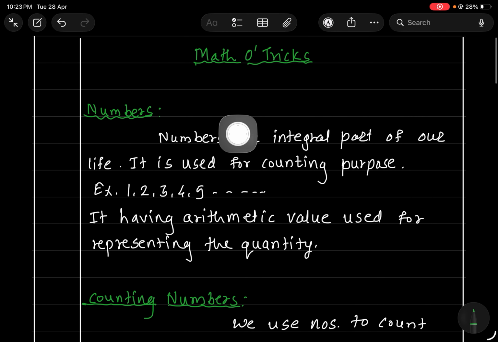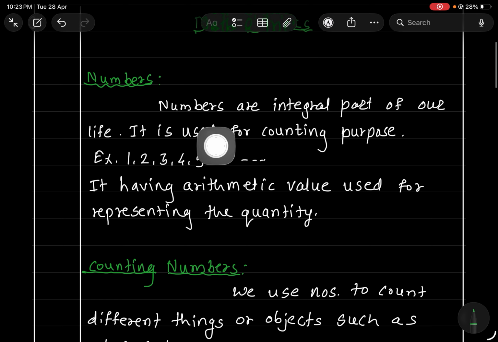Now, very simple concepts we are taking here: numbers. Here, you know that it is very easy. We learn from our small classes, from KG only, we studied the numbers. In our daily life also we are learning the numbers and using the numbers. The numbers are an integral part of our life, very important. So it is used for counting purposes. If you see the numbers in our mind, it is coming, it is used for counting.